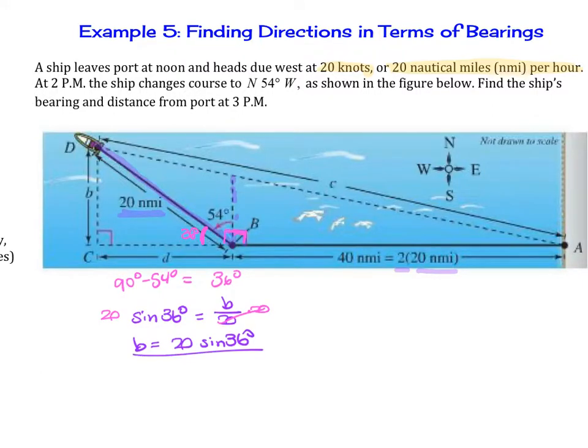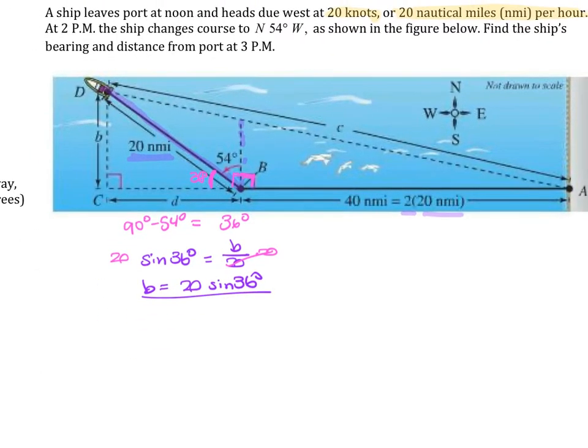So that's an important piece, so I'll leave that there. The other thing we can use is let's figure out what d is. And so we can write, not sine, we're going to use cosine of 36 degrees equals d over 20, and so we're solving for d, multiply by 20 to both sides. So therefore we know that d equals 20 cosine of 36 degrees.